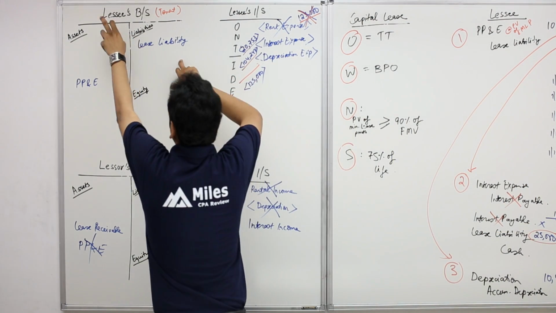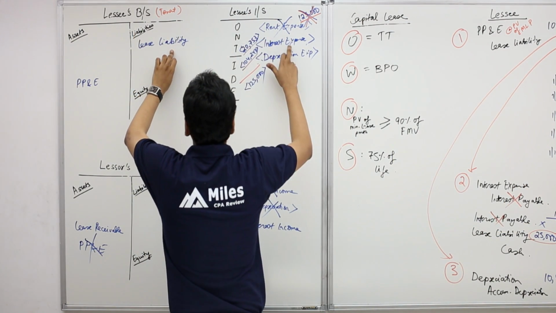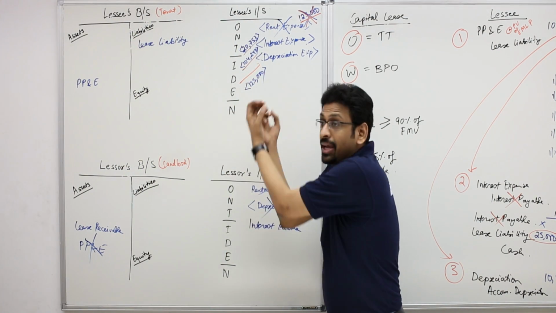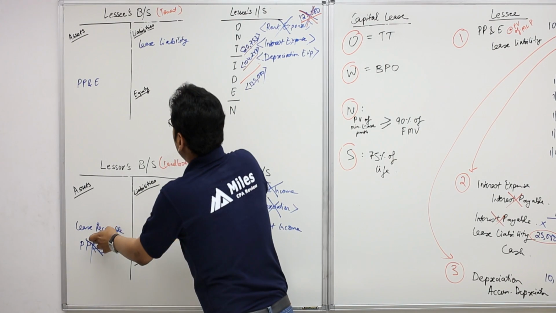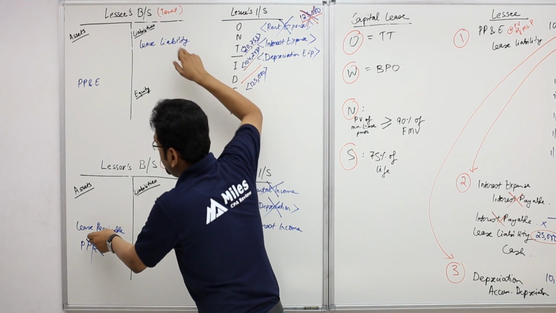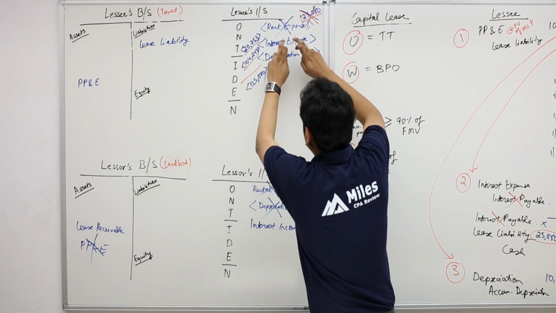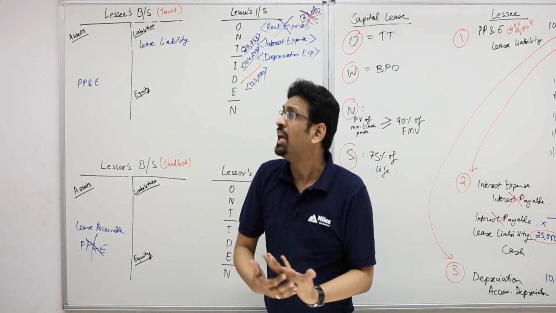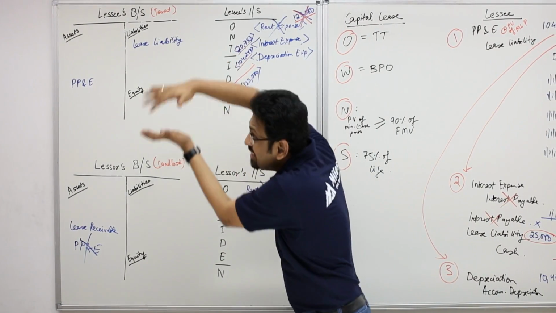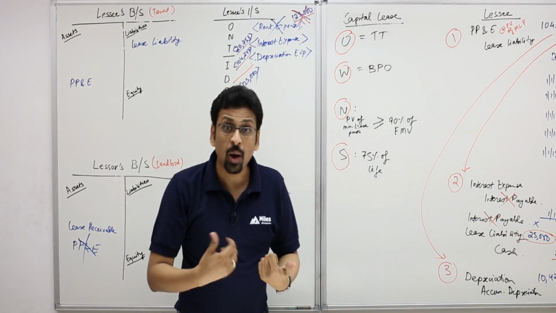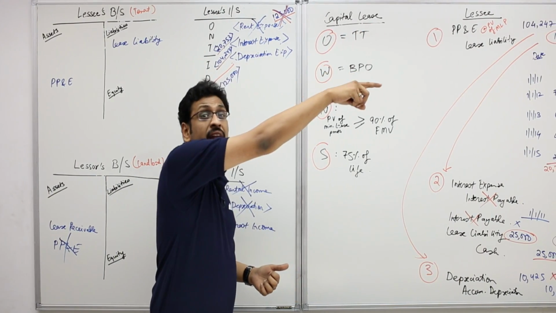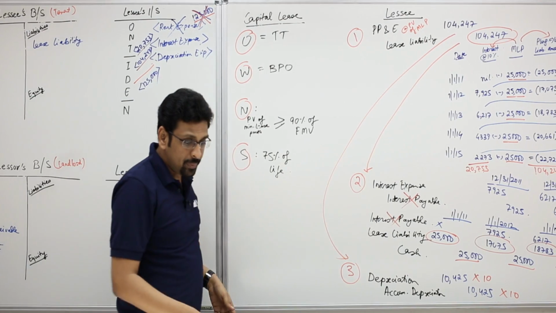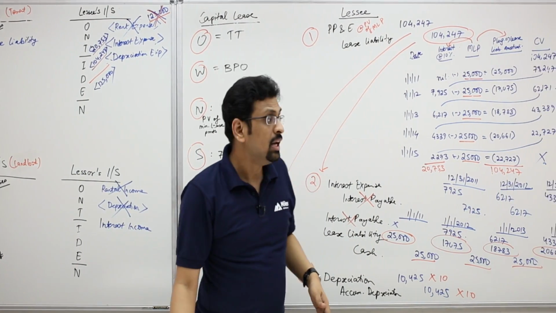For the lessee: lease liability, interest expense. For the lessor, the lease payments coming in are allocated between lease receivable and interest income. Liability here, receivable here; interest expense here, interest income here. Simple, easy. If you understand this, it's just the other side. Now, let's get to our dashboard board and look at the accounting for capital leases in the books of the lessor.